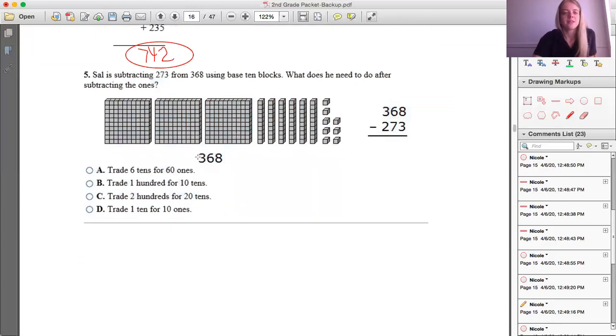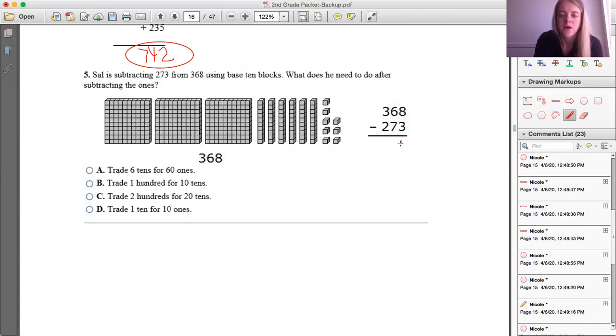Number 5, Sal is subtracting 273 from 368 using base 10 blocks. What does he need to do after? So let's solve this problem first by ourselves.